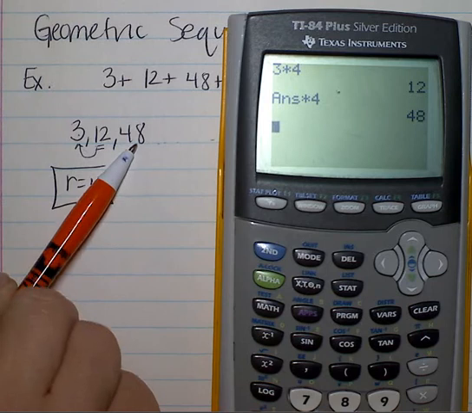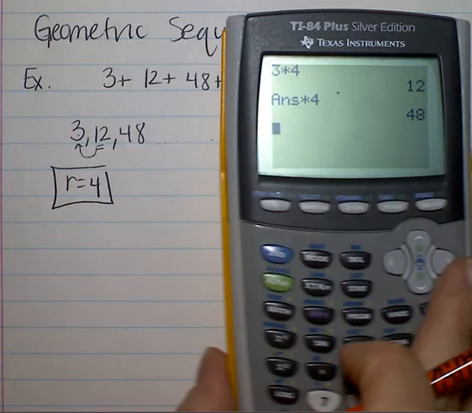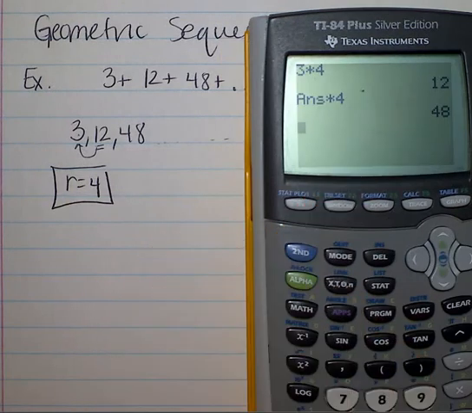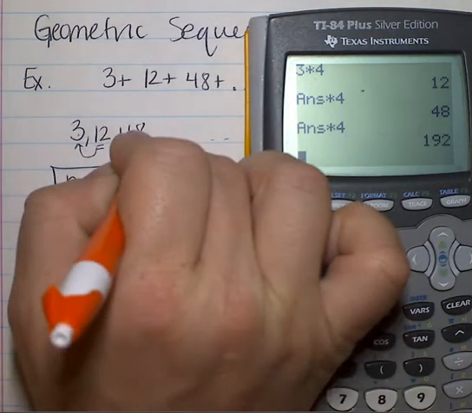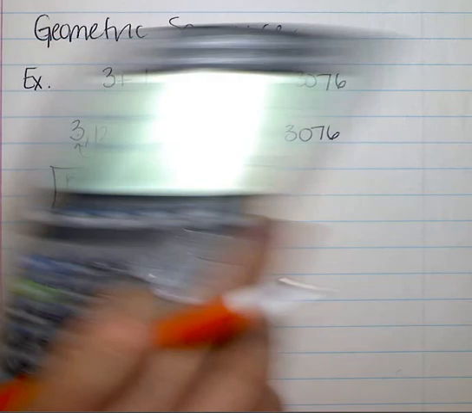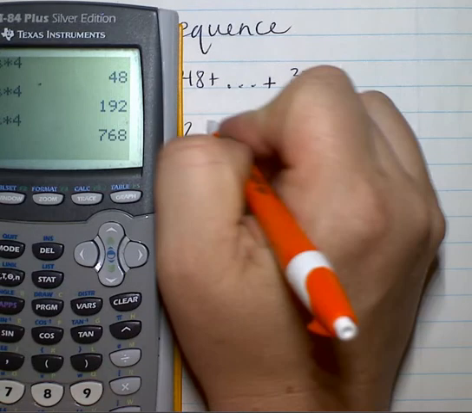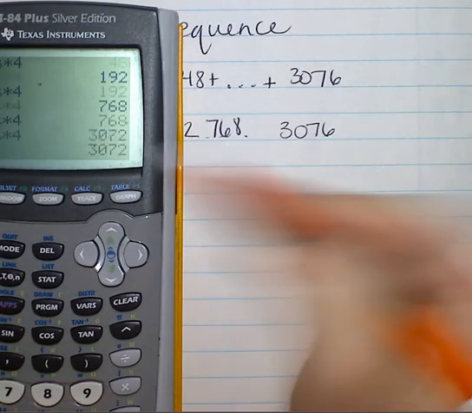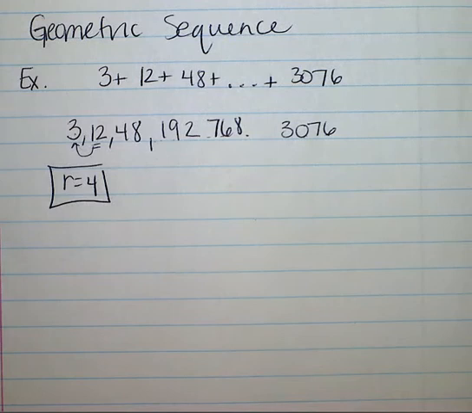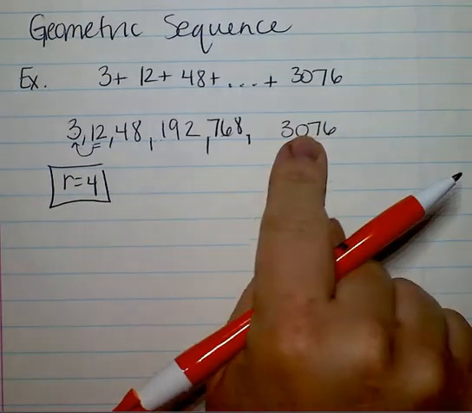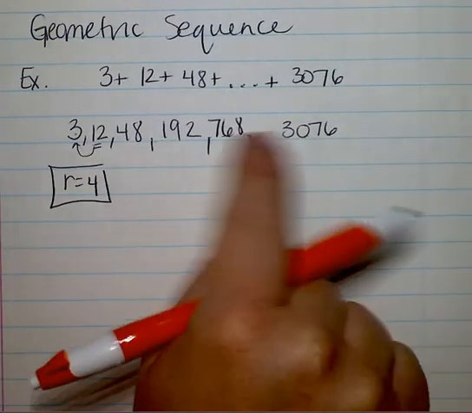And the cool thing about our calculators is once you do something twice, it remembers the pattern. I press enter, 192. Press enter, 768. Press enter, and there's my last number. So in fact, this is the 6th number in this sequence.